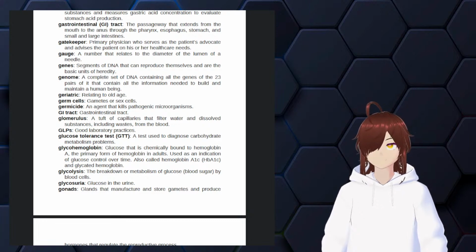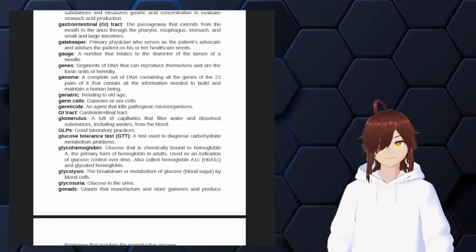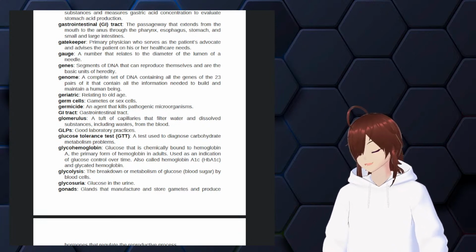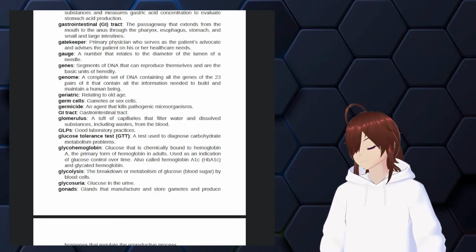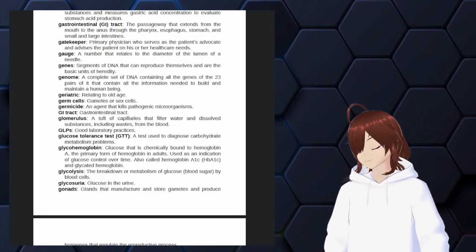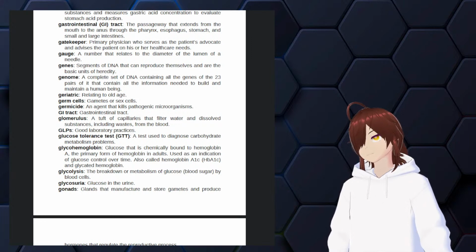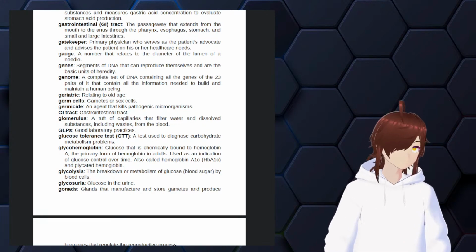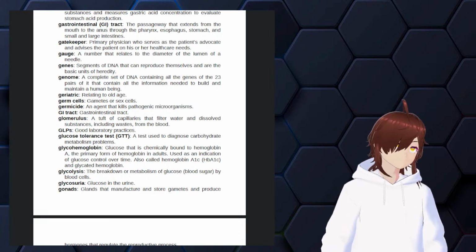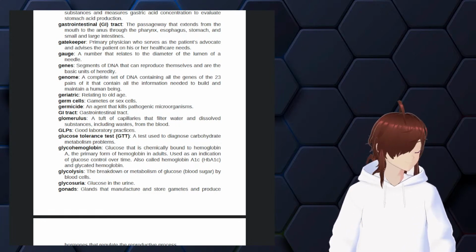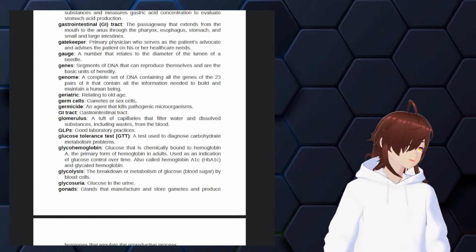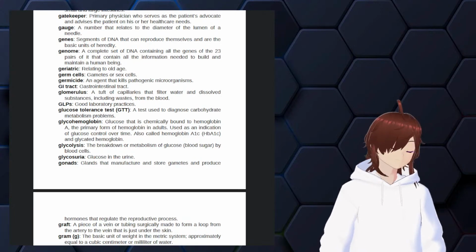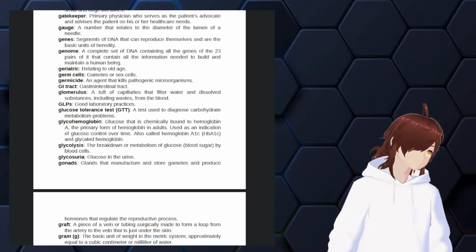GI tract, gastrointestinal tract. Glomerulus, a tuft of capillaries that filter water and dissolved substances, including wastes, from the blood. GLPs, good laboratory practices. Glucose tolerance test, GTT, a test used to diagnose carbohydrate metabolism problems. Glycohemoglobin, glucose that is chemically bound to hemoglobin A, the primary form of hemoglobin in adults, used as an indication of glucose control over time, also called hemoglobin A1C, HbA1c, or glycated hemoglobin. Glycolysis, the breakdown or metabolism of glucose, blood sugars by blood cells. Glycosuria, glucose in the urine.